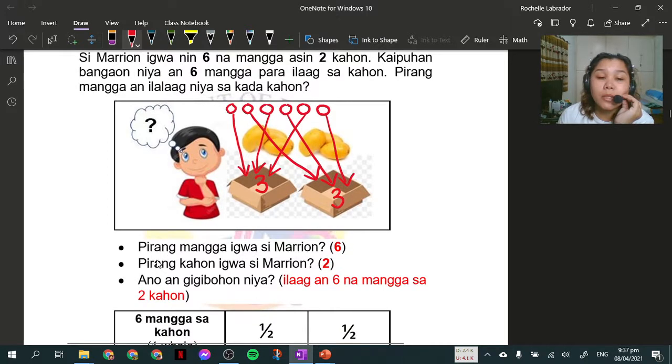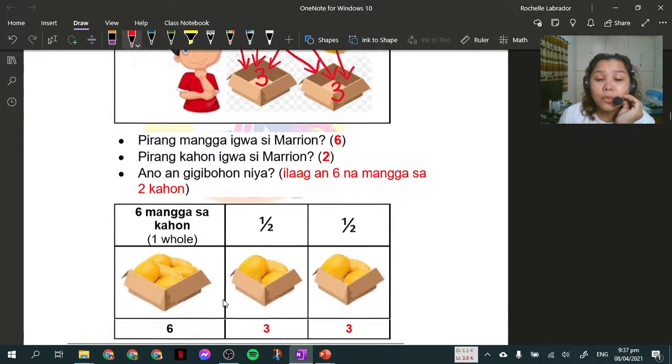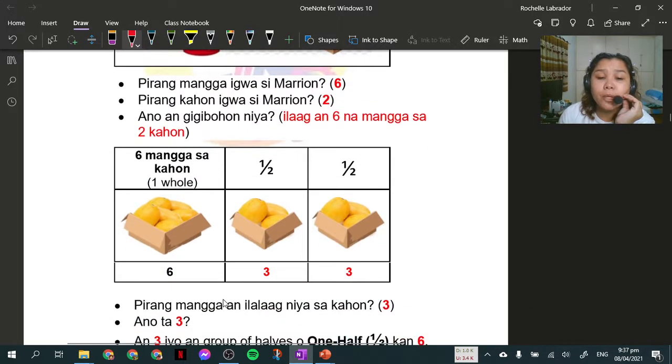So the question and also the answer, pirang mangga igwa si Marion? 6. Pirang kahon igwa si Marion? 2. So anong gigibo niya? Ilaag ang 6 na mangga sa duwang kahon. So yan, distribution. So what do we do? So sa 6 na mangga, first box is 3, second box is 3. So therefore, ang 1/2 of 6 is 3.